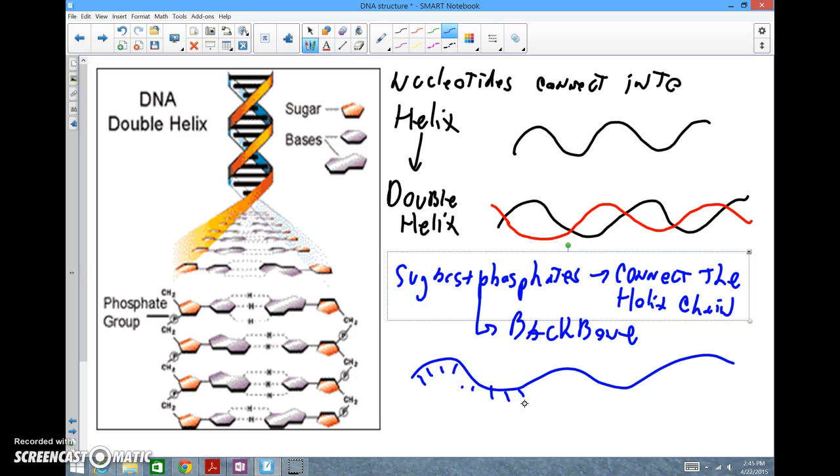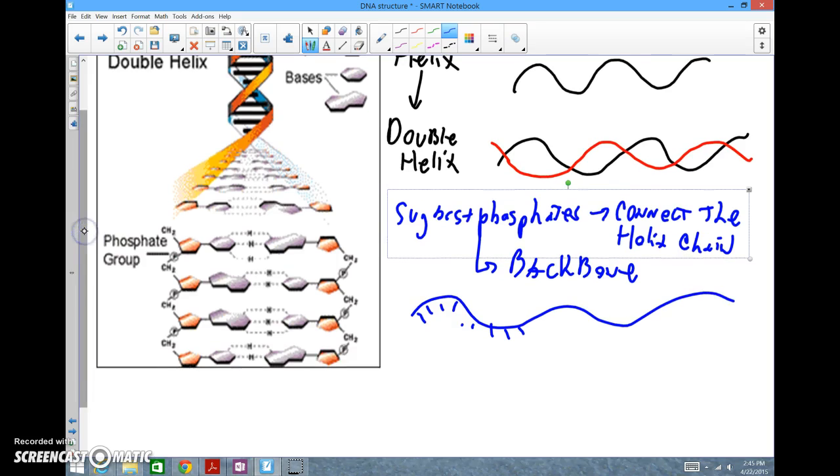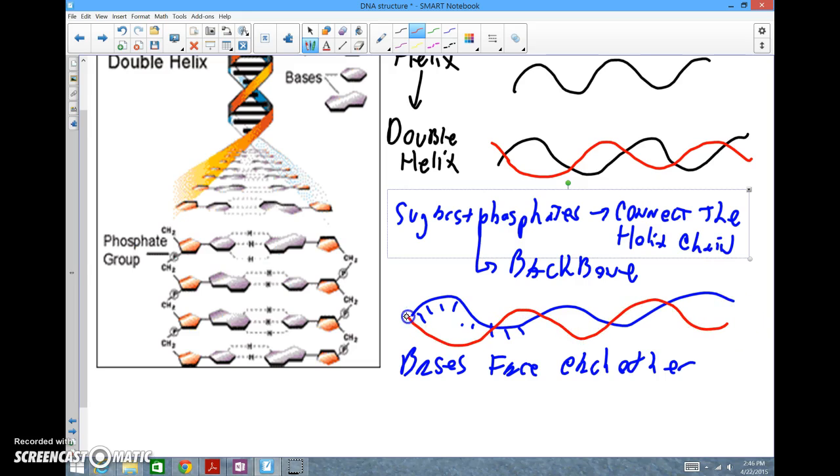And that was a big deal because the other thing that Watson and Crick realized is that the bases face each other. So if this is my double helix, I were to look at one chain, there's all the sugar phosphates, and then here's my other one, and I have all my sugars and phosphates. And what would happen is the bases of this chain and the bases of this chain would connect to each other. And that's actually what holds the 2 chains together. The nitrogen bases connect with what we call hydrogen bonds.